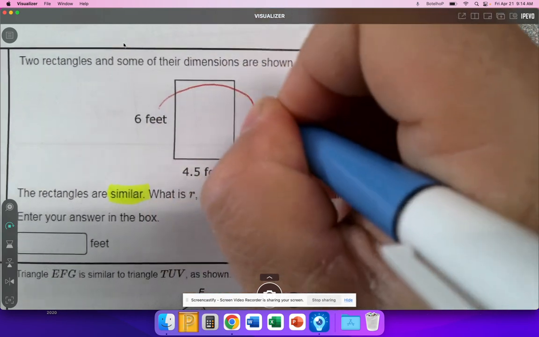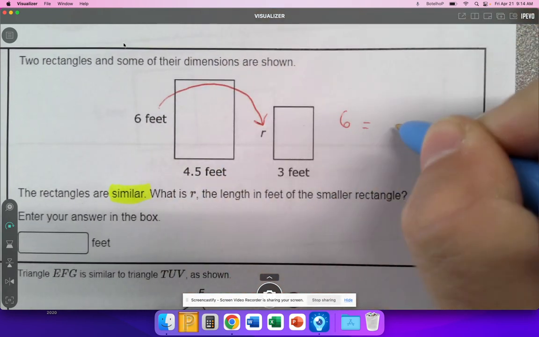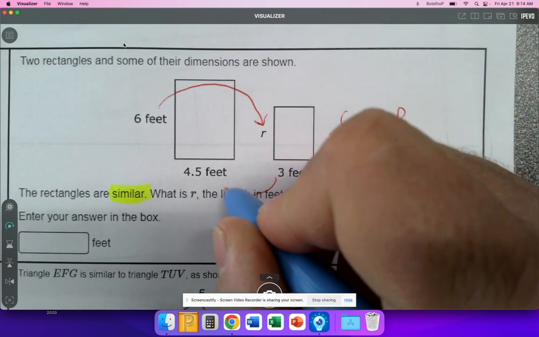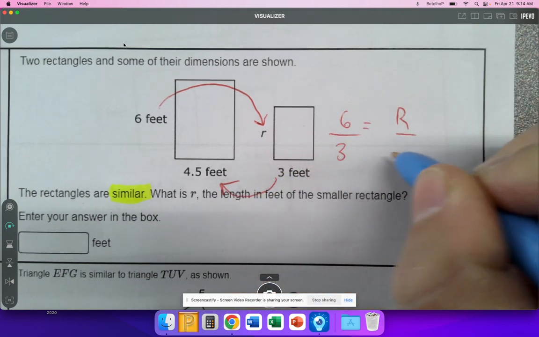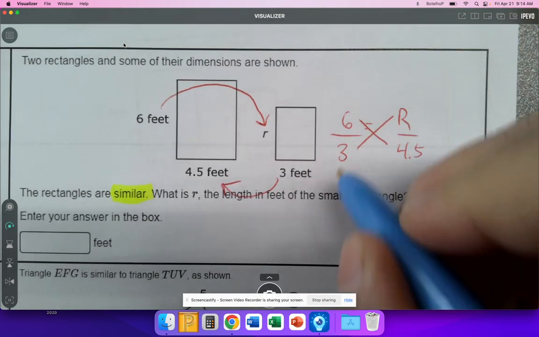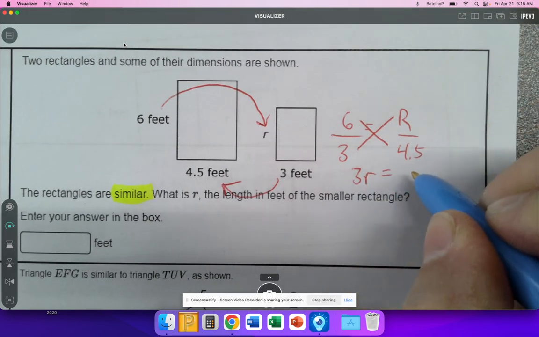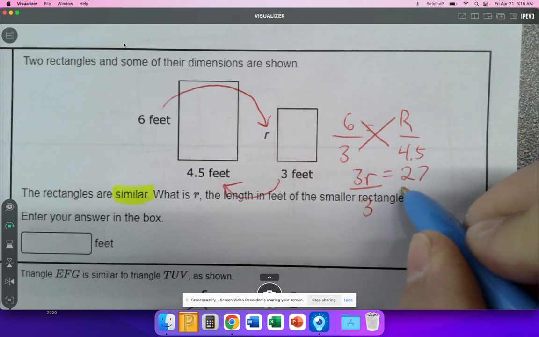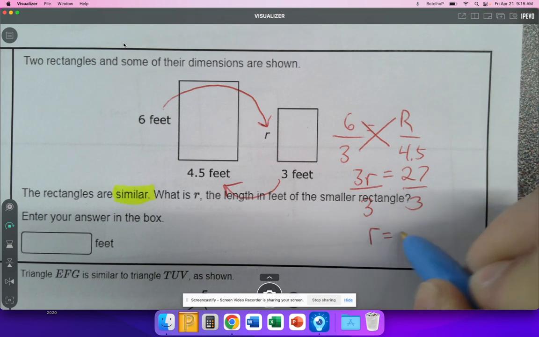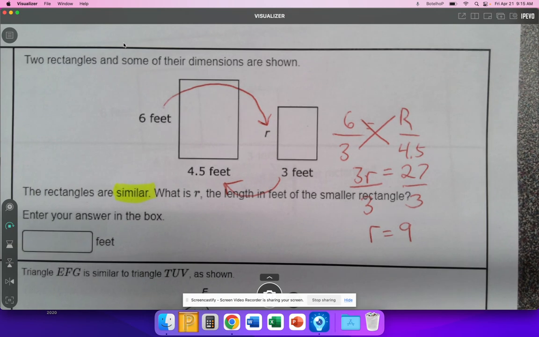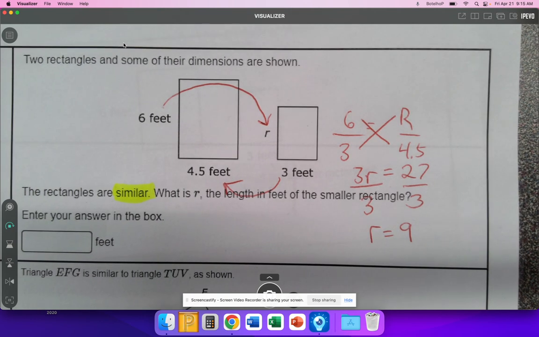So I can see that 6 goes to R. So I'll go 6 goes to R like that. And then I'll go 3 goes to 4.5. And you just cross multiply and divide, and you get 3r equals 27, and you divide each side by 3, and you get r equals 9. Now there's a math by mistake there. Can anyone pause the video here and see if you can figure out the mistake?